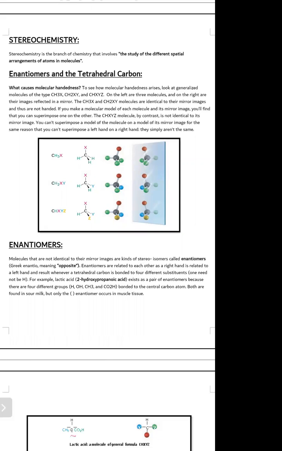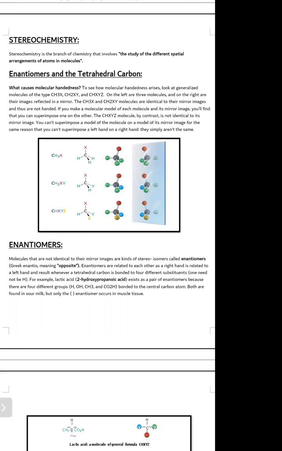The CH3X and CH2XY molecules are identical to their mirror images and thus are not handed. If you make a molecular model of each molecule and its mirror image, you will find that you can superimpose one on the other. The CHXYZ molecule is not identical to its mirror image. You can't superimpose a model of the molecule on a model of its mirror image, for the same reason that you cannot superimpose a left hand on a right hand.